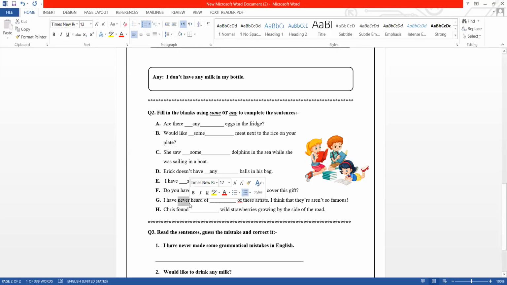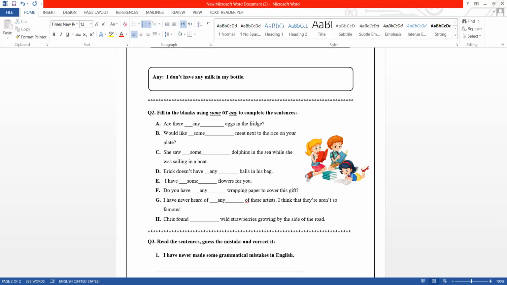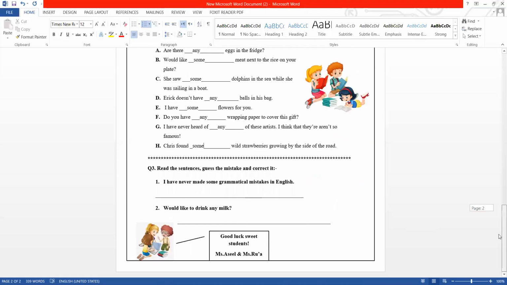Since we have never, it's a trick from me. Never means not. So the sentence is a negative one. So I have never heard of any. Yes, I knew you can do it. Chris found some wild strawberries growing by the side of the road. Yeah, for sure. Strawberries and a positive sentence. So the answer is some. Well done, my students. I knew you can do it.